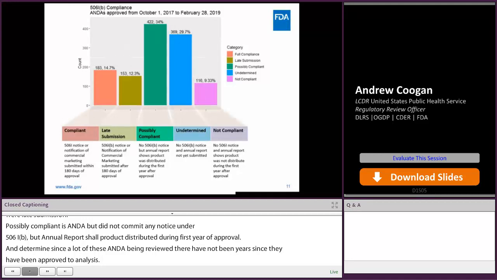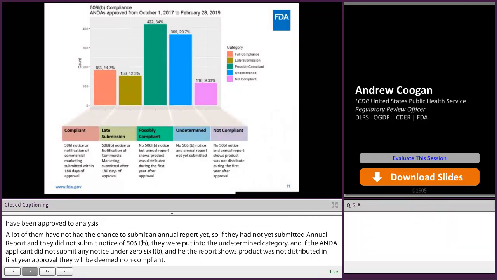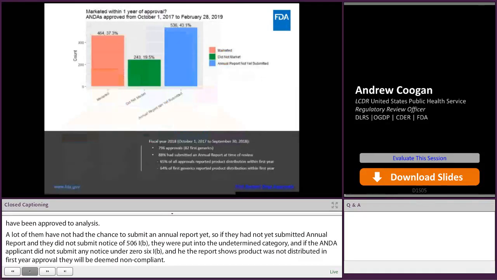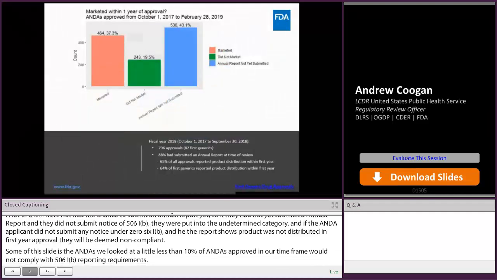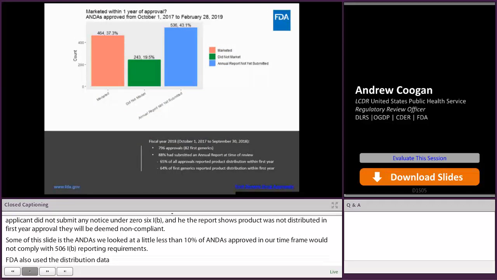So the summary of this slide is that of the ANDAs we looked at, a little less than 10% of ANDAs approved in our time frame were not compliant with 506IB reporting requirements. FDA also used the distribution data to look at what percentage of applicants market their product within 1 year of approval. So based on the distribution data and the annual reports, we looked at applicants that marketed their product and did not market their product.